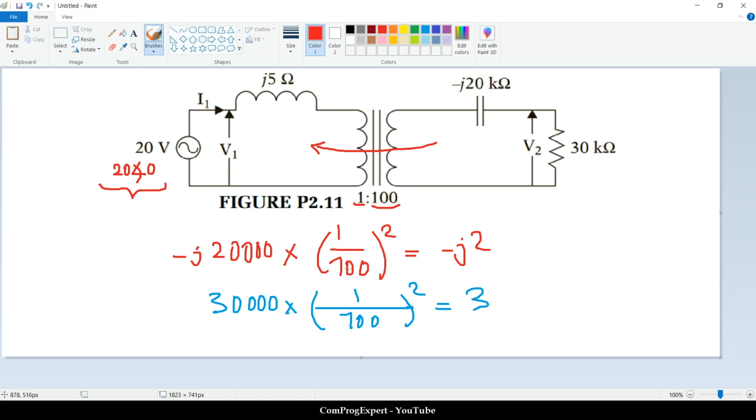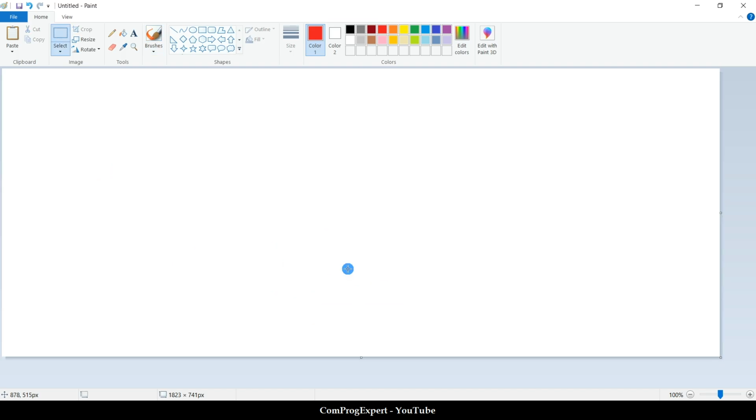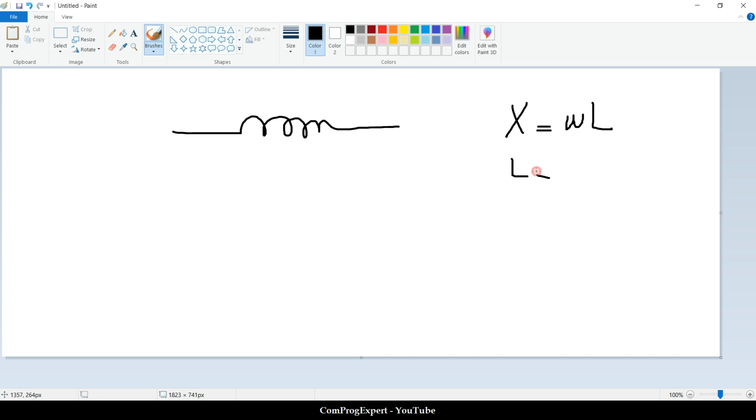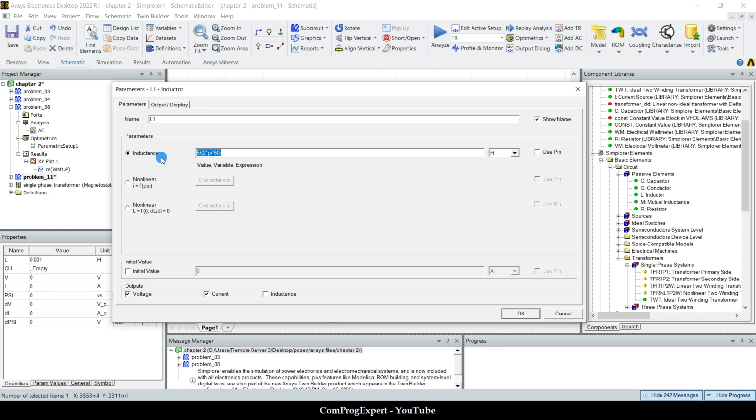Yes, you know that for an inductor we have this: the reactance is equal to omega L. So inductance will be equal to the reactance divided by omega, or reactance divided by 2 times pi times F. Here we should specify inductance.